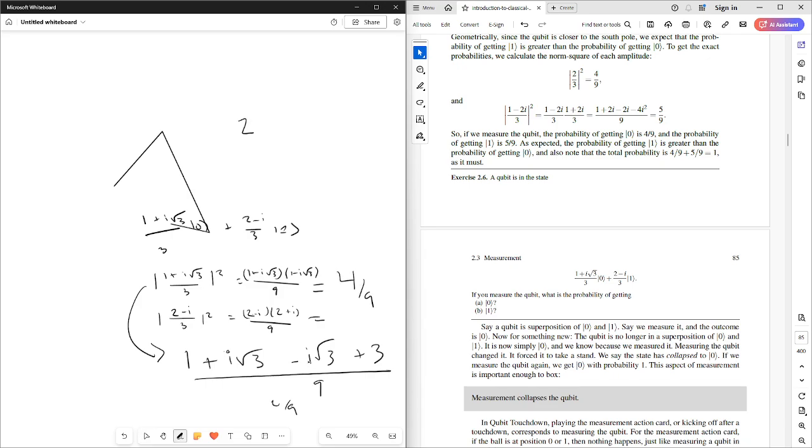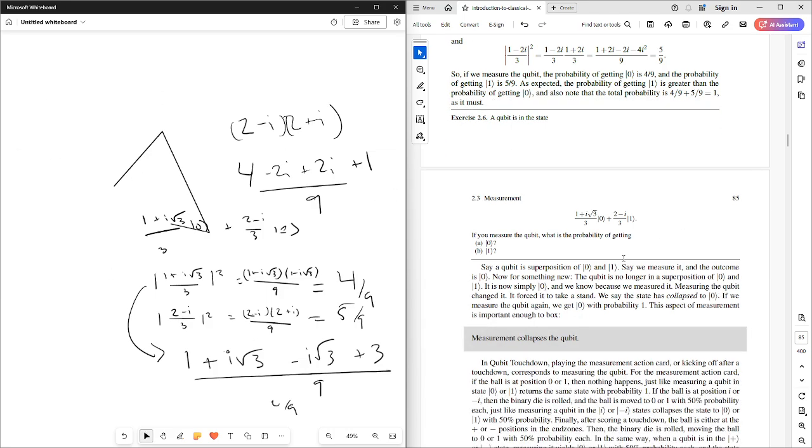Similarly, we've got 2 minus i, 2 plus i: 4 minus 2i plus 2i. We get minus i squared, which is 1, plus 1, pardon me, over 9. So we get 5/9. And what do you know? We've got 9/9.